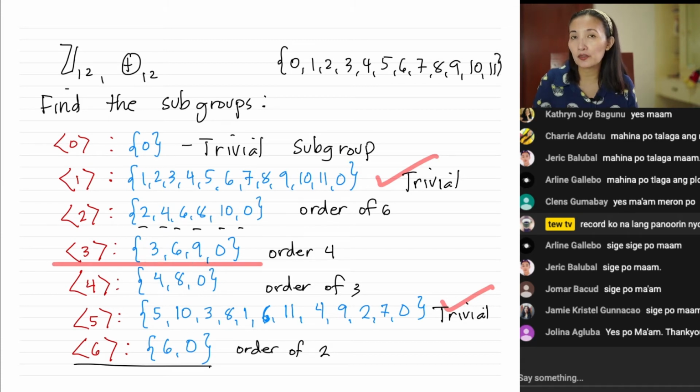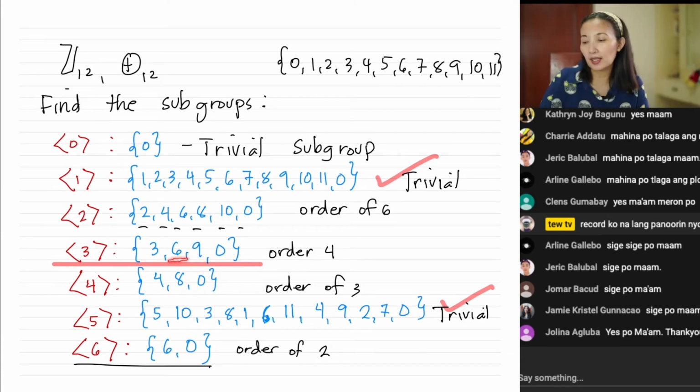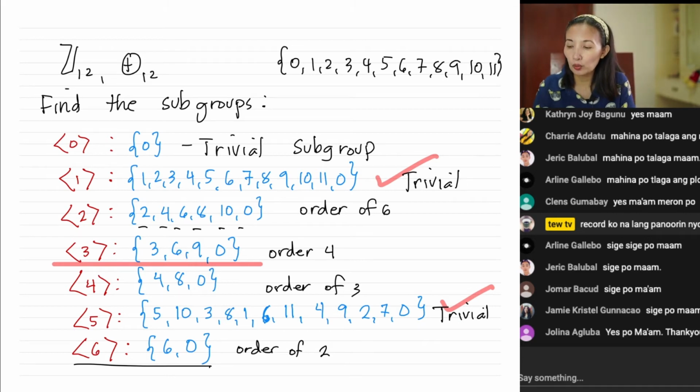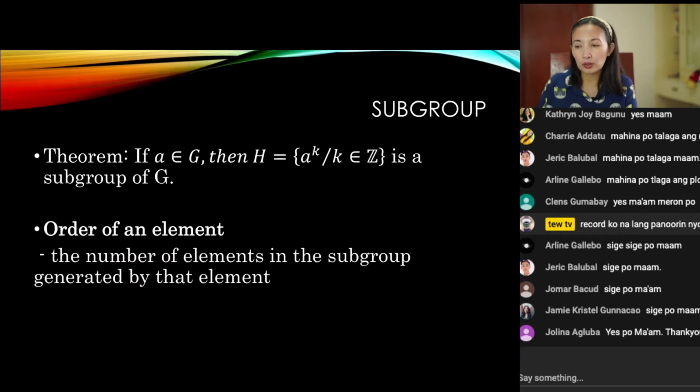What's the inverse of 6? 6. 6 plus 6 is 12. 12 modulo 12 is 0. How about inverse of 3? The inverse of 3 is 9. Because 9 plus 3 is 12. 12 modulo 12 is 0. Therefore, all of these are subgroups of the group G, or subgroups of Z sub 12 under addition modulo 12. Okay? Next, we move on to the next problem.